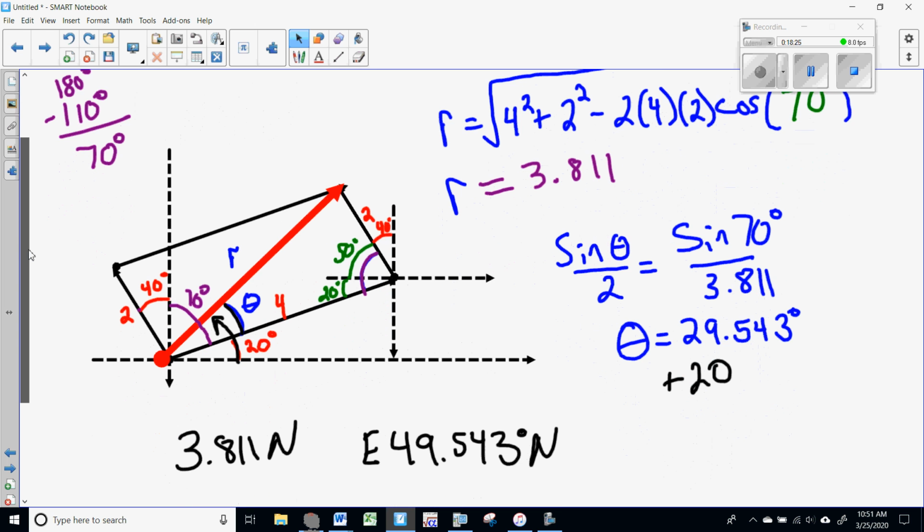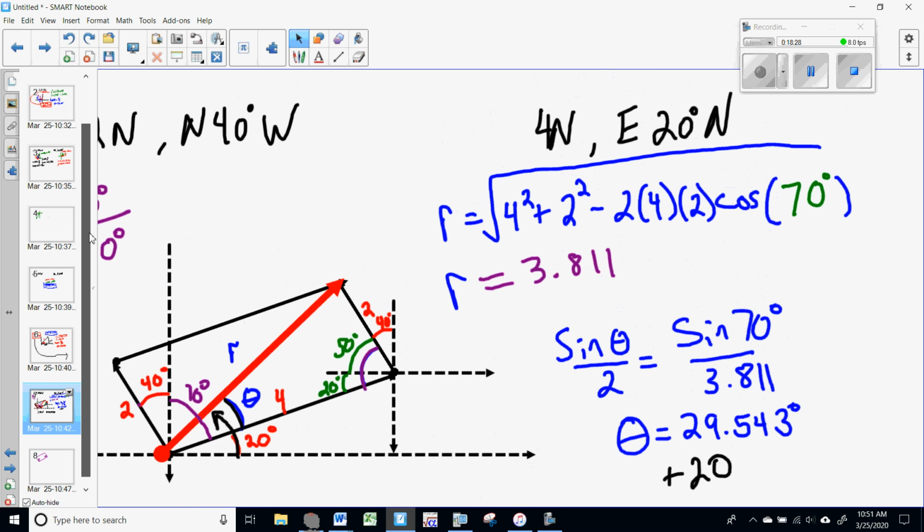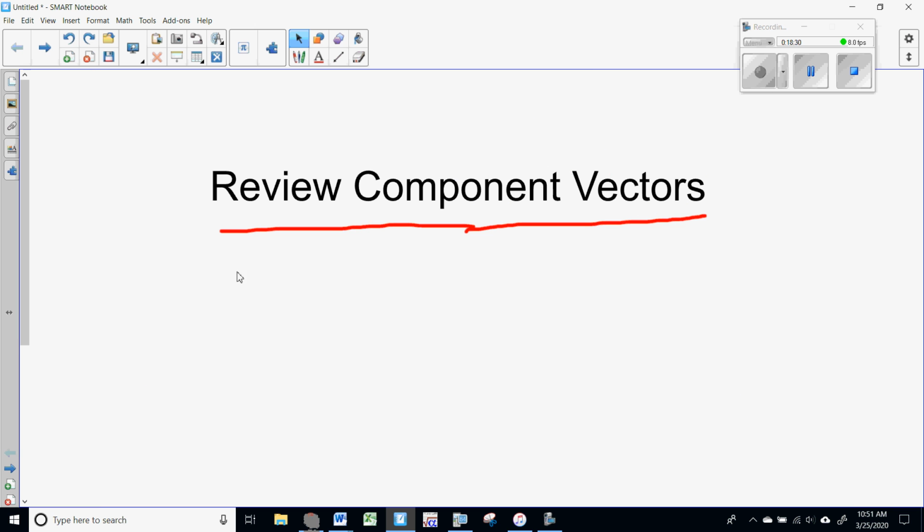So hopefully this helps. Hopefully this clears up some of the confusion and helps you understand how to do these component vectors and how to do these problems a little bit easier.